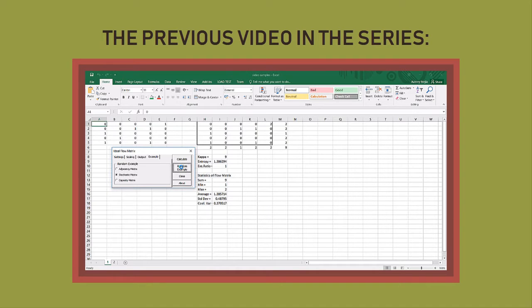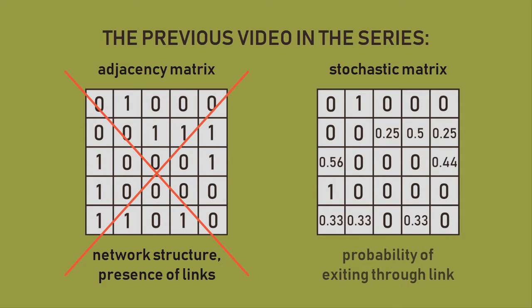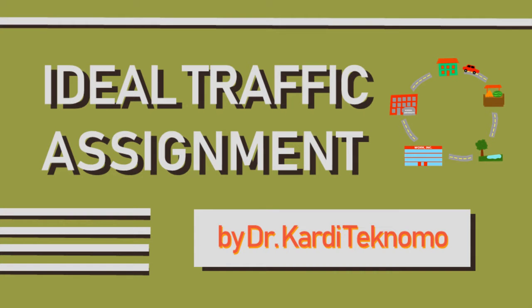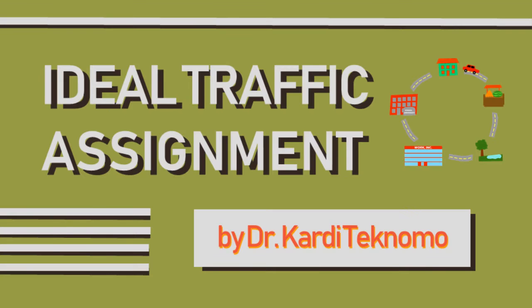In the last video, we used the stochastic matrix to compute for ideal flow. Rather than depending solely on network structure by using an adjacency matrix, we used the stochastic matrix. We used probabilities to compute for ideal flow. In this video, we discuss the capacity matrix, and from there we'll jump on to using these matrices and the ideal flow that these generate for ideal traffic assignment.